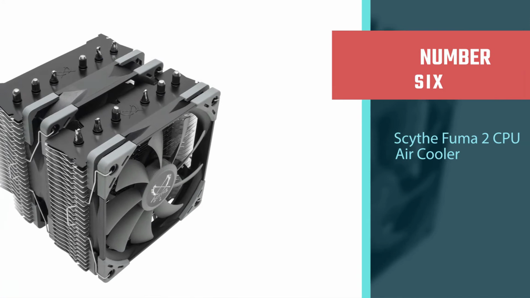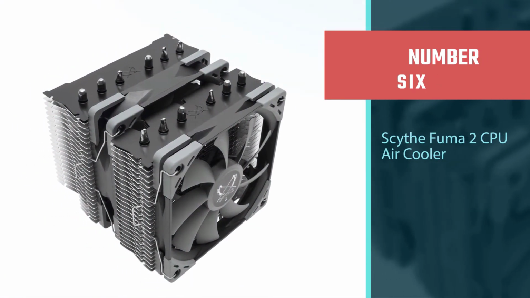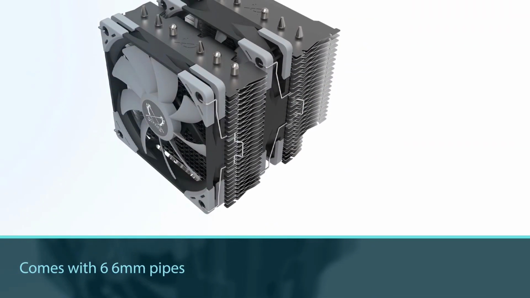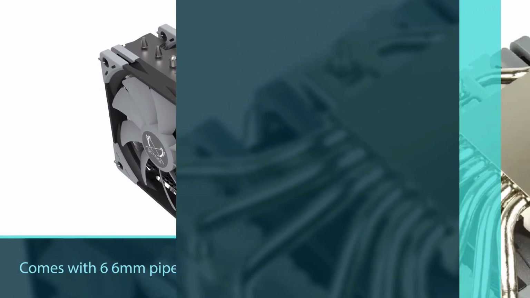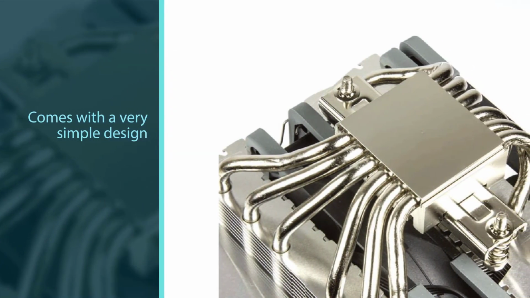Number 6. Scythe Fuma 2 CPU Air Cooler. This processor comes with 6 6mm pipes which offer the best possible performance to the high TDP processors. It comes with a very simple design with a combination of black and gray colors.